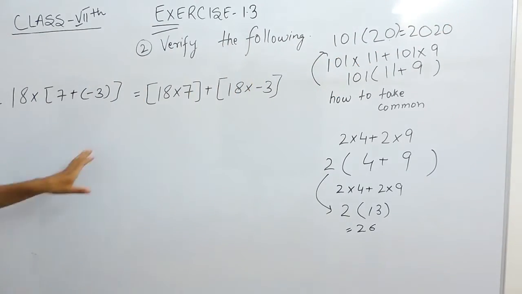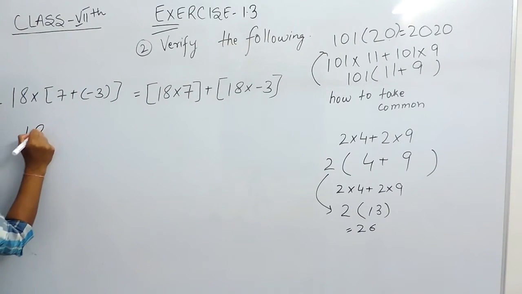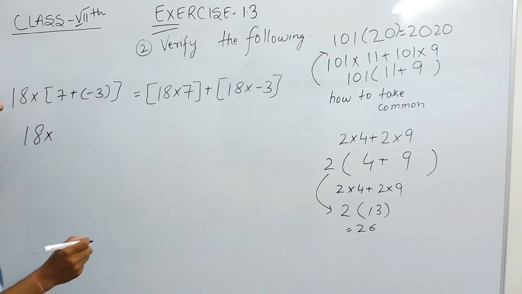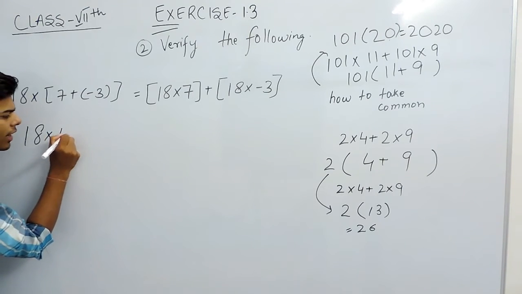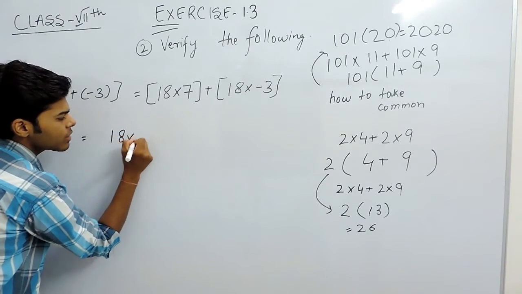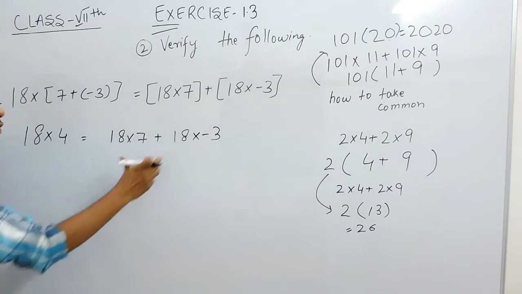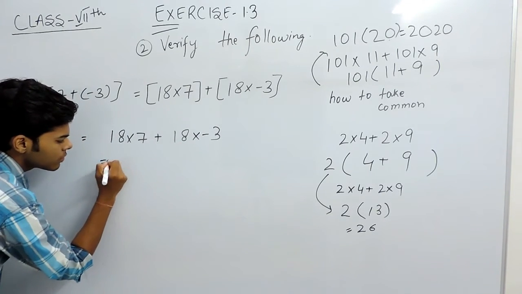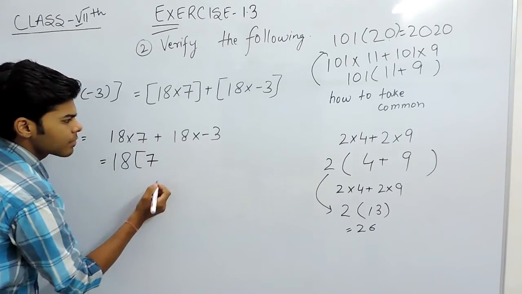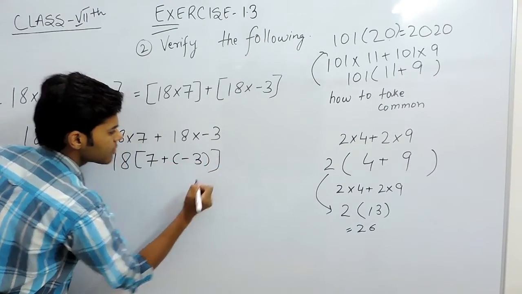Now in this question also, we'll solve it taking common. So on the left hand side there will remain 18 multiplied with 7, plus into minus is minus, so 7 minus 3 is 4, 18 into 4. Now on the right hand side, we can write this as 18 into 7 plus 18 into minus 3. As I told you, 18 can be taken common. So we took 18 common. Inside the bracket remains 7 and here remains minus 3. So 7 plus minus 3.